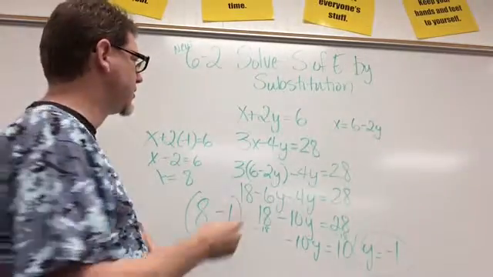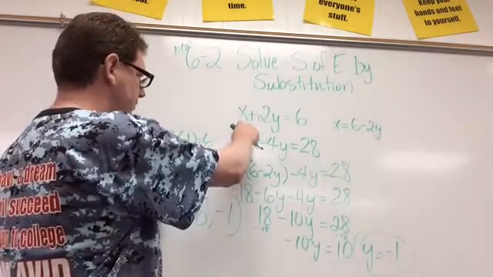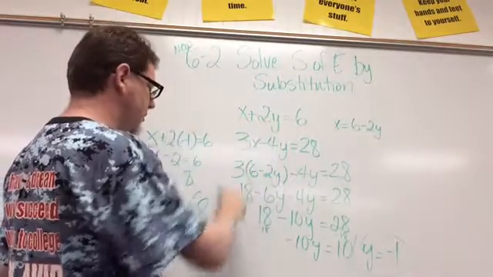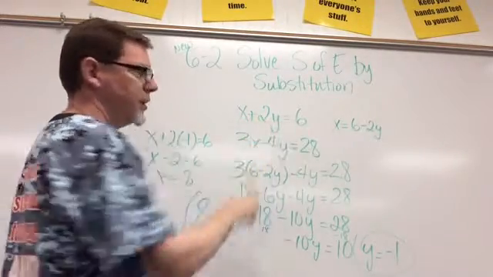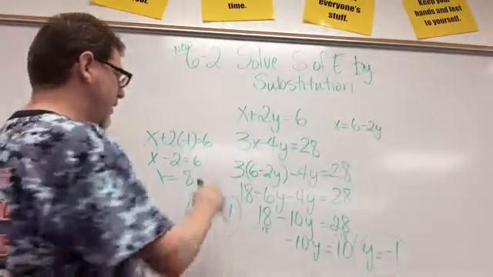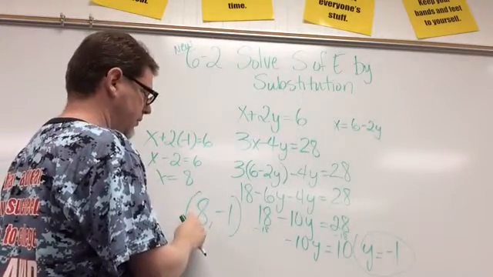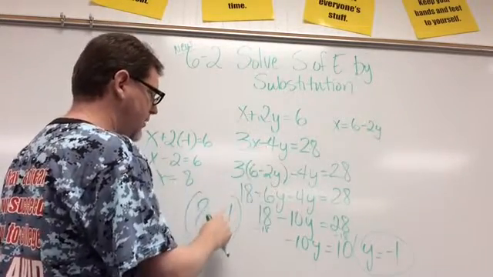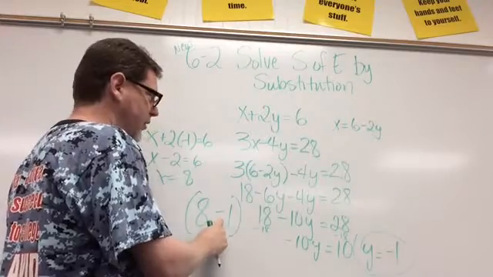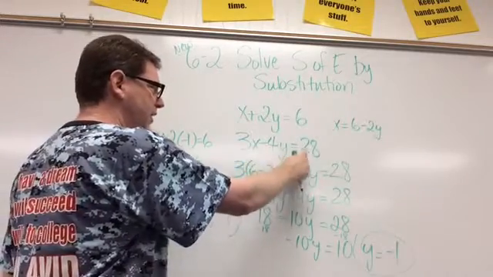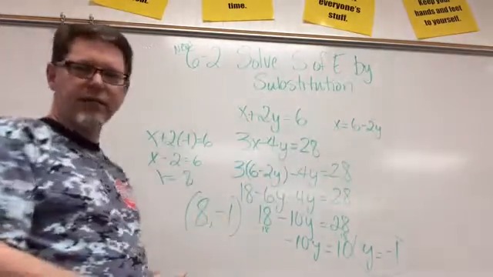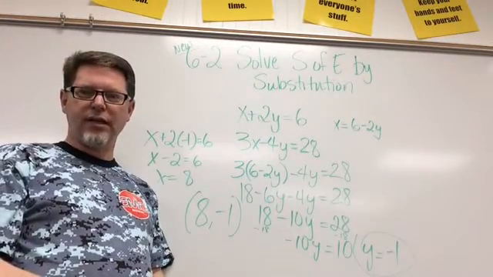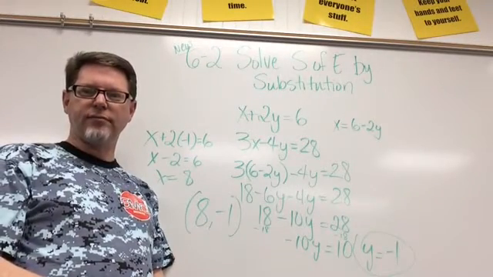Let's plug them into the original equations and see. 8 plus 2 times negative 1 is negative 2. 8 plus negative 2 is 6. That one works. Now 3 times 8 is 24. Negative 4 times negative 1 is positive 4. So 24 plus 4 is 28. So that, in fact, is my solution. 8 comma negative 1.